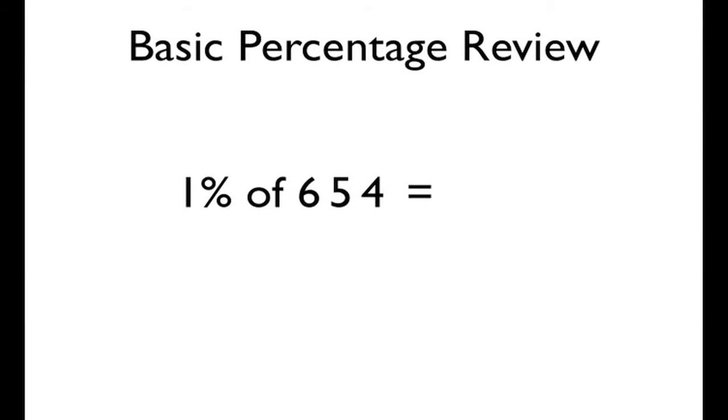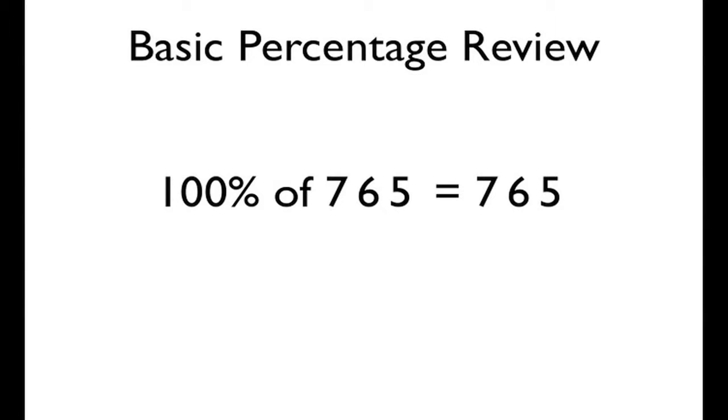Pretty simple. So 1% is just as easy too. Instead of moving the decimal place over one spot, we're going to move it over two spots. So 1% of 654, move the decimal place over two spots, gives us 6.54. 100% is really just as easy too. In fact, it's the easiest by far.